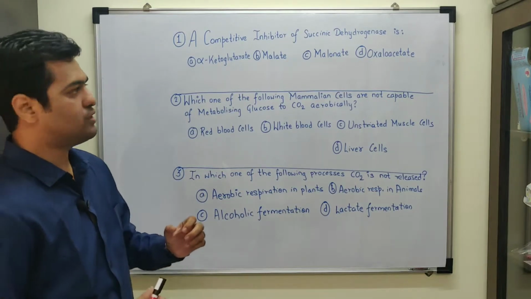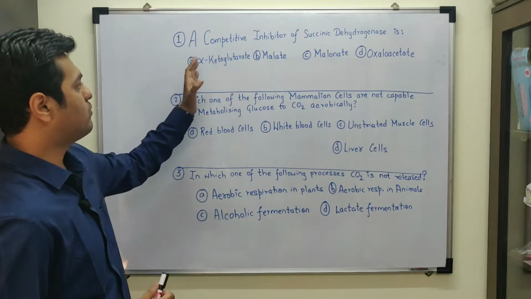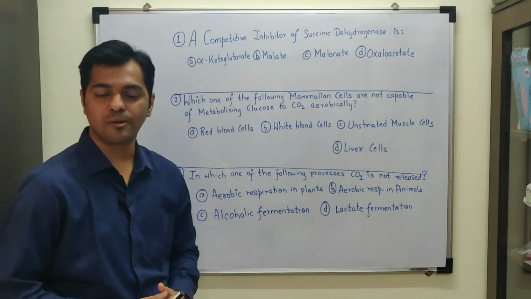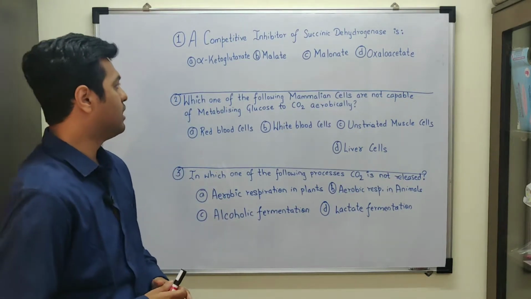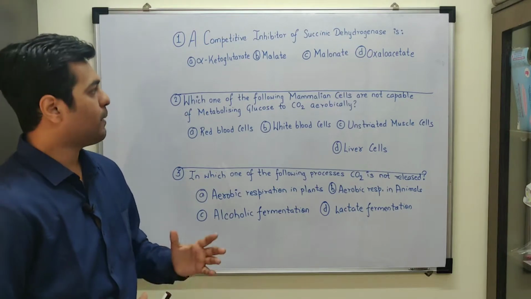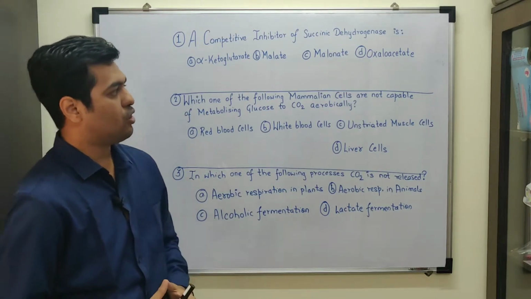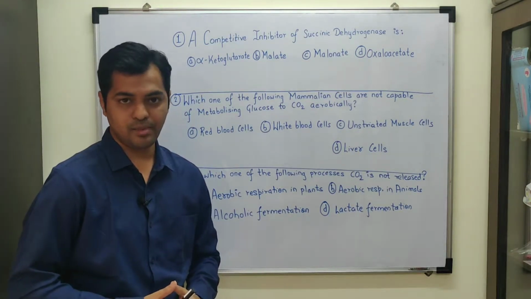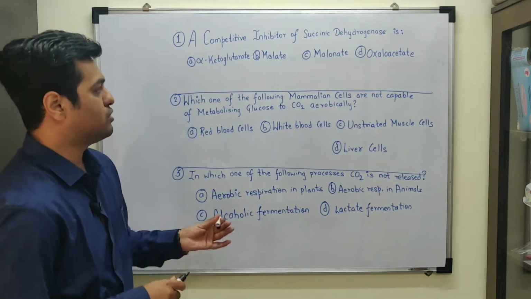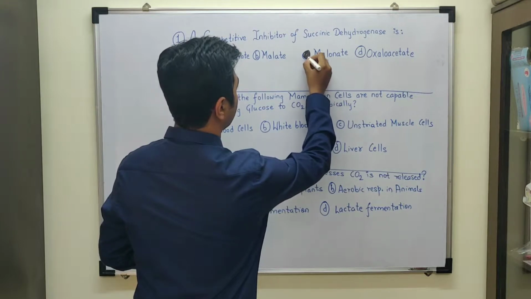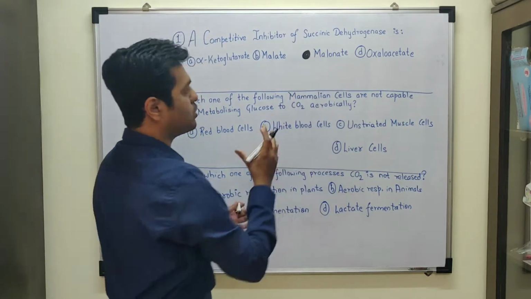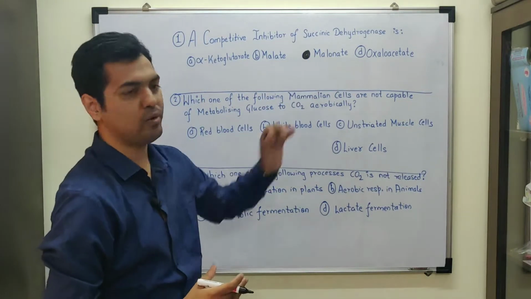One of the questions is, which one out of the following is a competitive inhibitor of the enzyme succinic dehydrogenase? Whether it is alpha ketoglutarate, malate, malonate or oxaloacetate. Now the correct answer for this question is malonate. So remember students, don't be confused between the options malate and malonate.